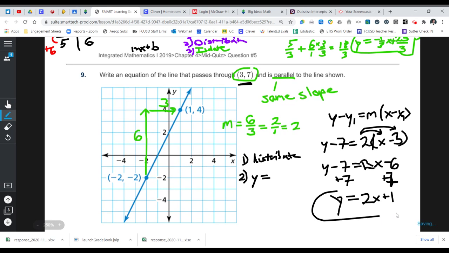That's my equation. It's going to be parallel to this line because this line's slope was 2. This line is probably y equals 2x plus 2. And the new line will go through 3, 7 way up here. And it'll be parallel to it just like that. Okay, final problem.